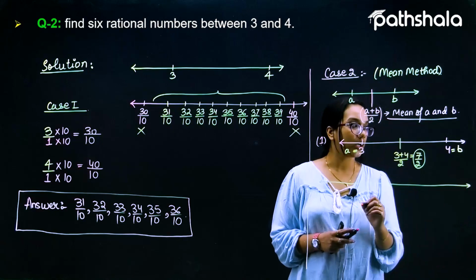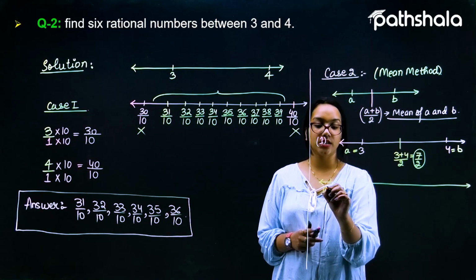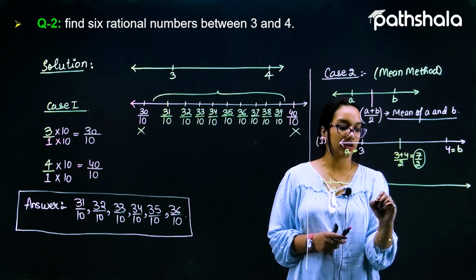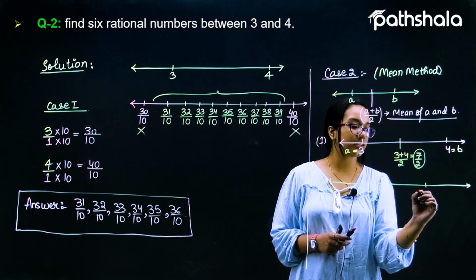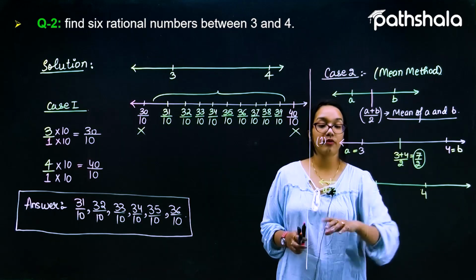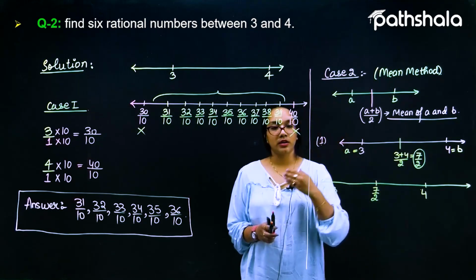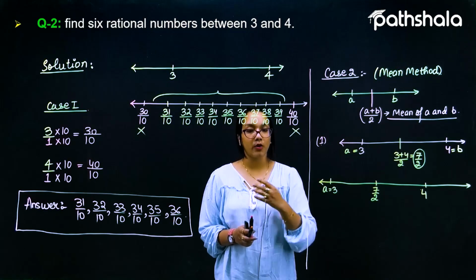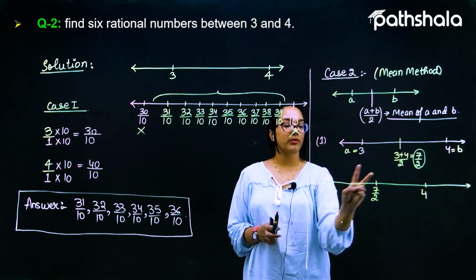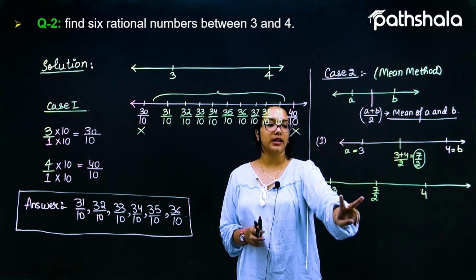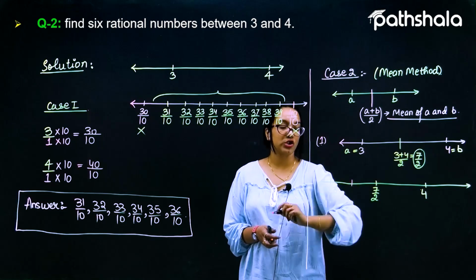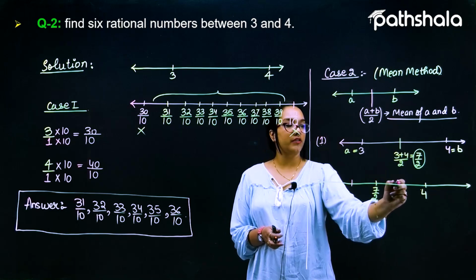So as per my representation, now I have 3 numbers on the number line. A is 3, the number in between is 7 by 2, and the last number is 4. Now we want to find further numbers lying in between 3 and 4. This time we have 3 rational numbers on this number line. Let us find the middle number that exists in between 3 and 7 by 2.